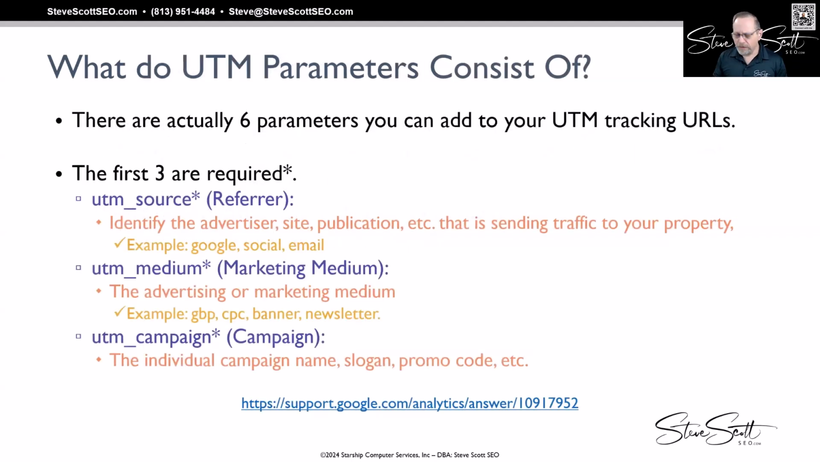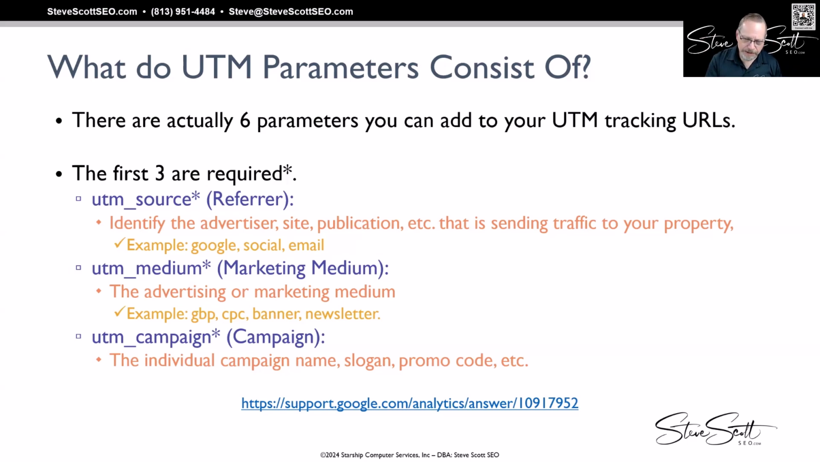So, what do these UTM parameters consist of? Well, there's actually 6 different pieces that you can add into your link, your URL, to track things. The first 3 are required and really the heart of this thing. So the first thing is your UTM source. This really identifies the advertiser, the site, the publication, whatever it is that's sending traffic to your property. So maybe it's Google, maybe it's social media, maybe it's an email. So your source is the source of the referral that's coming to your website. Where is it coming from?